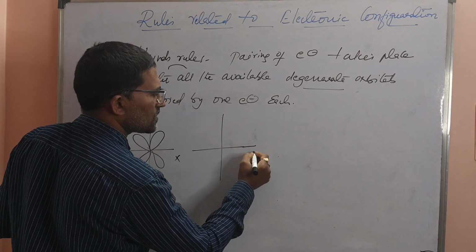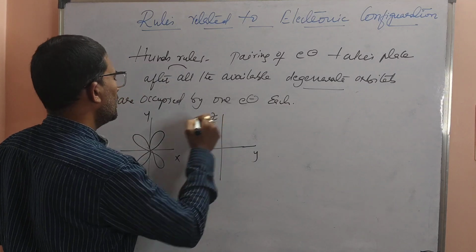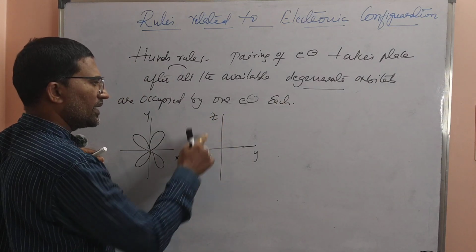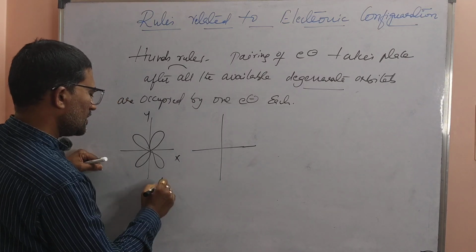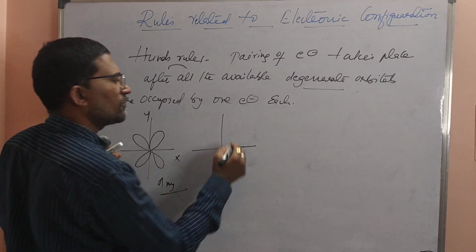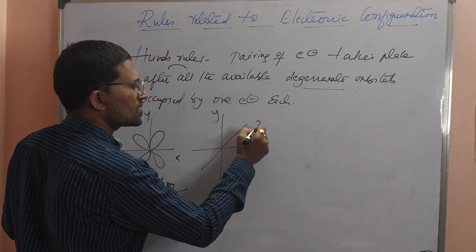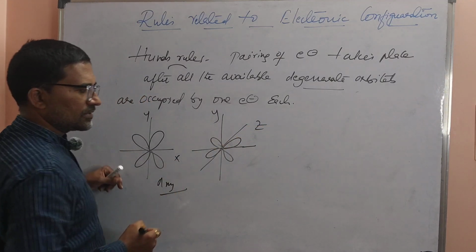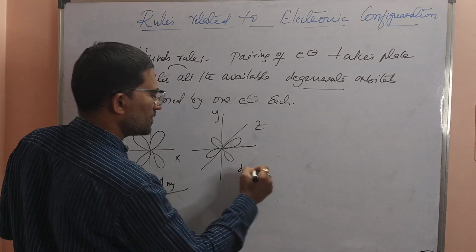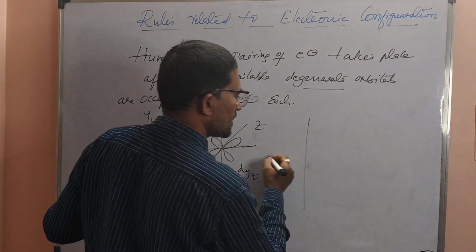If I make it this one as y, okay, and dxy, dyz. Otherwise, you can write, okay, this is a dxy, and if I make this y and this z. Now one dumbbell is like this, another dumbbell is like this. This is called dyz.